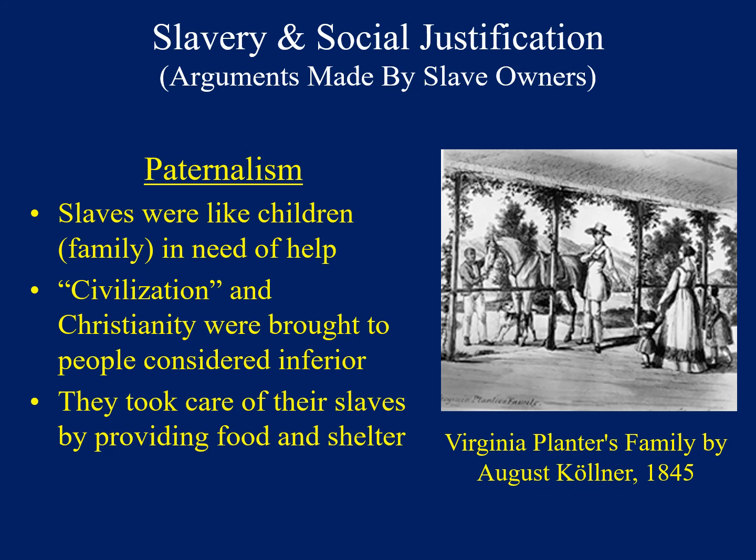Slave owners made additional justifications for slavery. Some described themselves as being paternalistic because they said, heck, slaves are kind of like children. They're members of our family. You wouldn't expect a child to live on his or her own. So slaves were in need of this help. They brought civilization and even Christianity to people that they considered to be heathens. Paternalistic slave owners justified their actions by saying that they took care of their slaves by providing food and shelter.